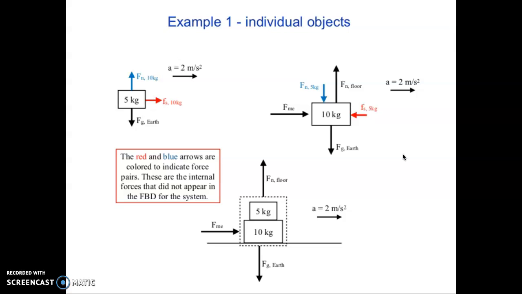Looking at these individual free body diagrams is a nice opportunity to think about Newton's third law. The two blue arrows here, the upward normal force that the 10 exerts on the 5, and the downward normal force that the 5 exerts on the 10, that's an example of a force pair in Newton's third law. 10 pushes on 5, 5 pushes back on 10 just as hard. Also the two red arrows, the static friction that the 10 exerts on the 5 and the static friction that the 5 exerts on the 10 are also an example of a force pair.